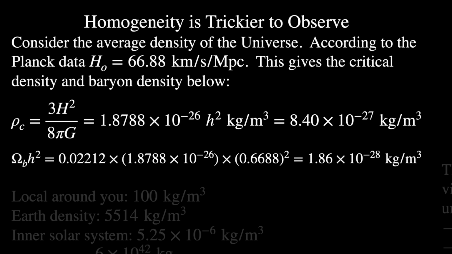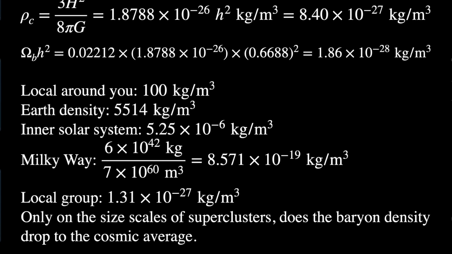That's really nothing. That's only a few protons per cubic meter, right? That's really not much. So the baryon density is a tiny fraction of that. It's 2% of that, which is 1.86 times 10 to the minus 28th kilograms per cubic meter. And that's one proton for every 4 cubic meters. That's what the mass works out to be. So that's a very, very, very low density. Let's see how that works out. Locally around you, we're going to try to determine how good our homogeneity is by asking: are we typical of the density of the average universe? Locally, right around you, there's about 100 kilograms inside a cubic meter centered on you.